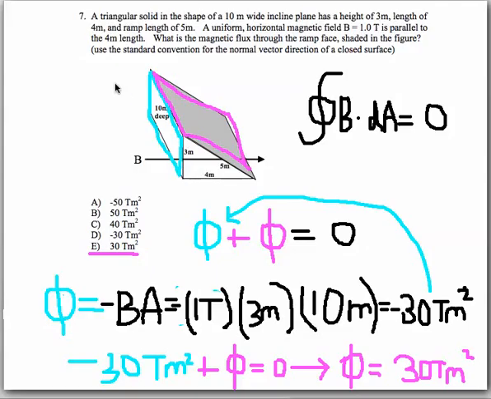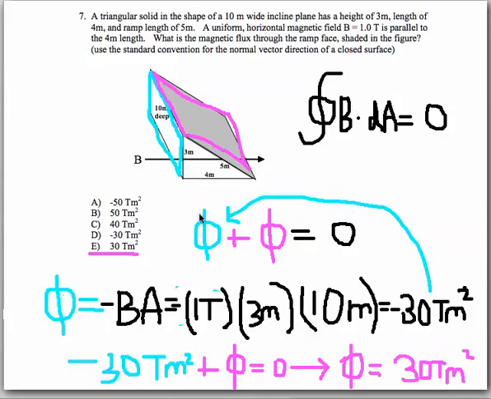Hi, I'm going to walk you through how to solve problem 7 on the midterm exam. The first thing to recognize is that the flux through a closed surface, by Gauss's law, is going to be 0. So you want to figure out that the figure in question is actually a closed surface that you can split into 3 different sections.